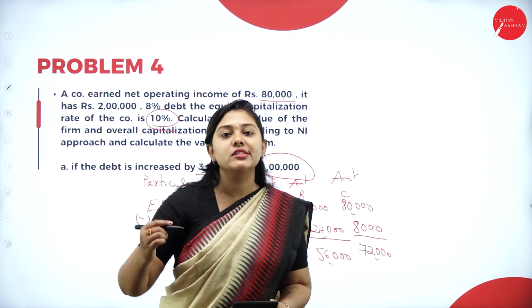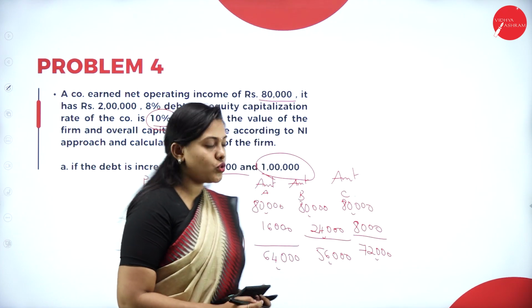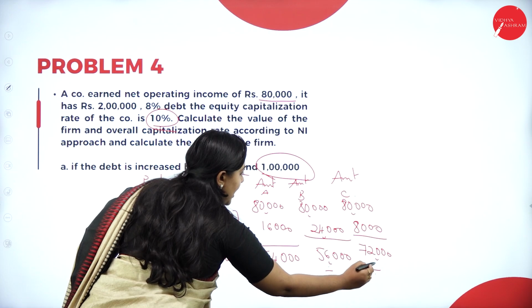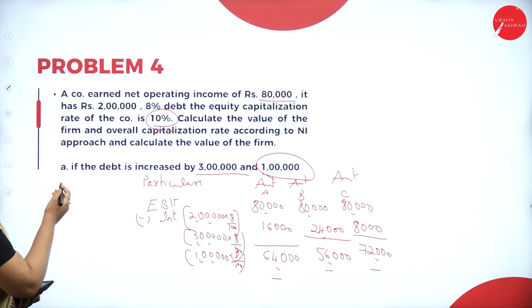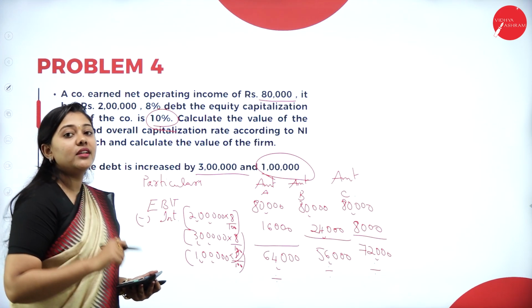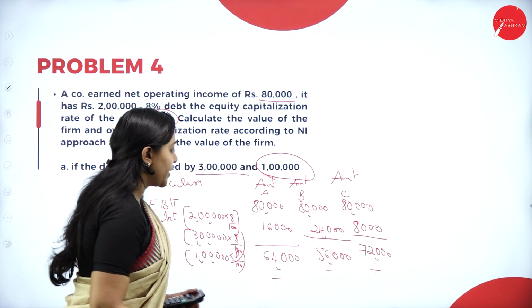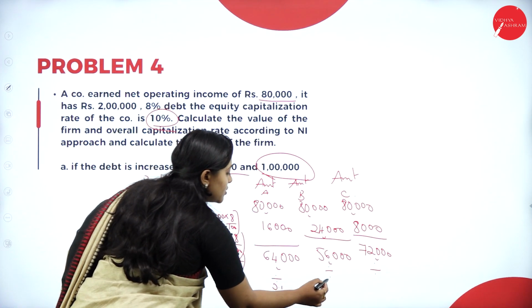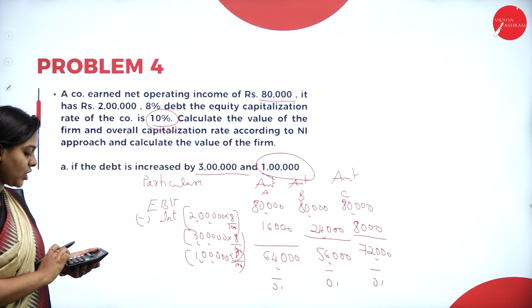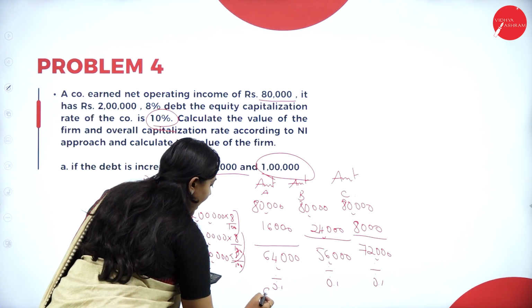So after that, what step we have to follow? Divide by equity capitalization rate. So this is EBT, divide by equity capitalization rate. What is equity capitalization rate given in the question? That is 10%. 10%, if you convert into decimal, 10 divided by 100, it will be 0.1. So 64,000 divided by 0.1, it is 6 lakh 40 thousand.